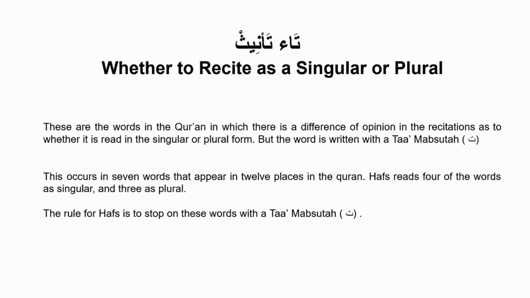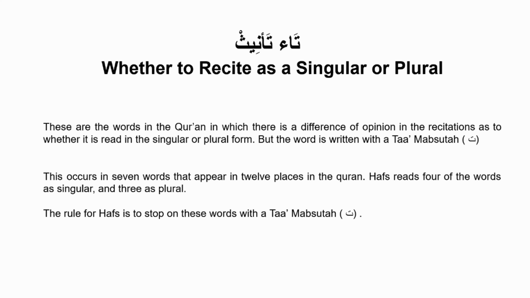Now, in this section of ta tanith, we will discuss those words where there is a difference of opinion in the recitation whether to recite that particular word in a singular form or a plural form. But the word is always written with ta mabsuta, which is the flat ta. And this happens in 7 different words in the Quran that appears in 12 places.